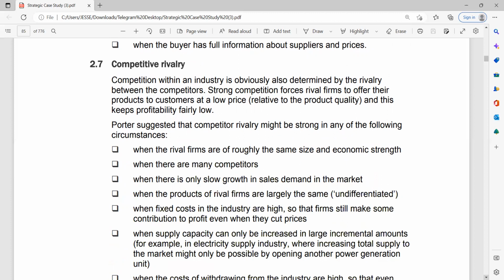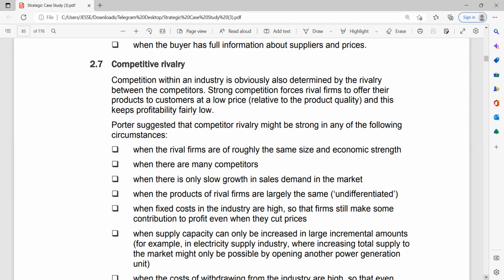Competition within an industry is obviously also determined by the rivalry between the competitors. Strong competition forces rival firms to offer their products to customers at a very low price. It's very, very key. So when there's strong competition, firms would offer their product at a very low price. Porter suggested that competitor rivalry might be strong in any of the following instances.